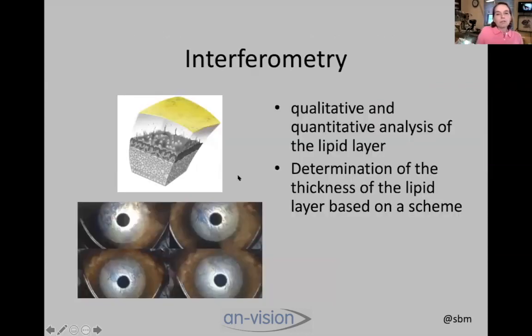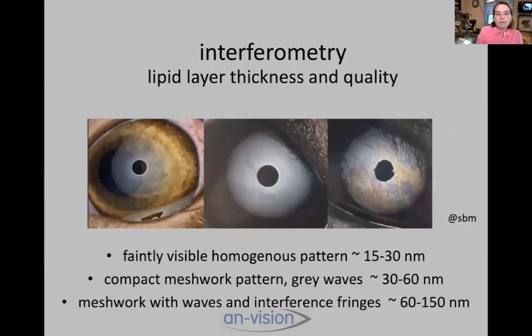So that's actually qualitative and quantitative. It shows you the thickness, and it also tells you about the quality, how the lipid layer is dispersed. And so you get different reflections. On the right is the one that we just saw. That's the one that you want, and that tells you how thick it is. That's the ideal interferometry picture.